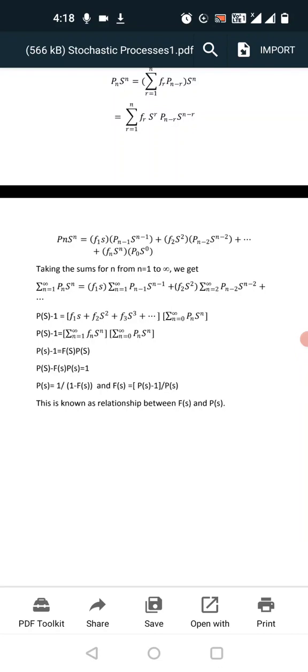Finally, we find P of s equal to 1 by 1 minus F of s, and F of s is equal to P of s minus 1 divided by P of s. This is known as the relationship between F of s and P of s.